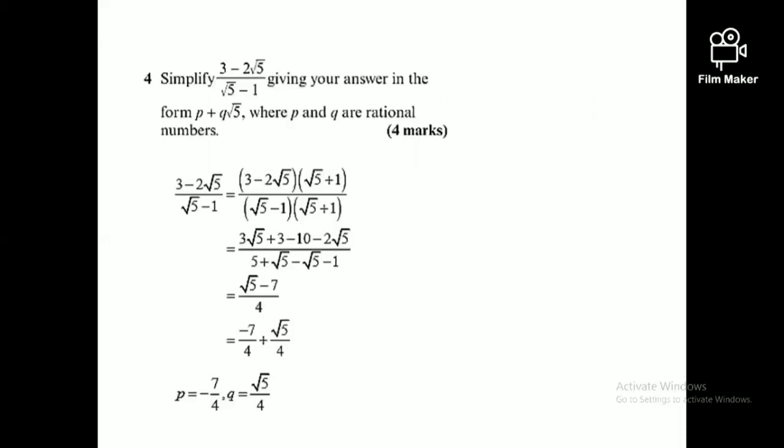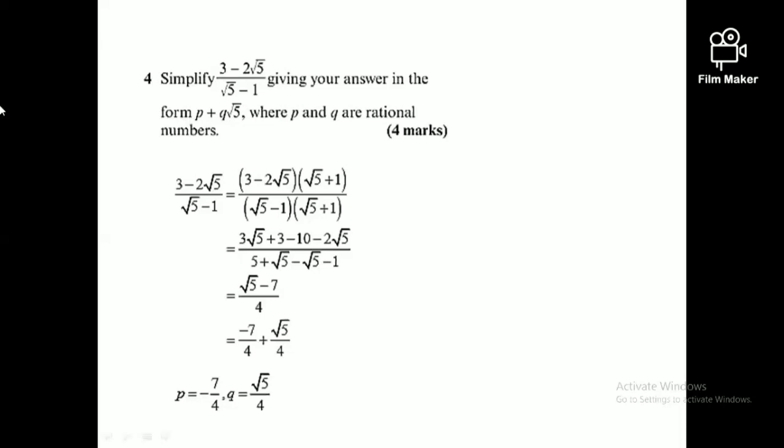If you come to the last question over here, this is some kind of exam style question. They ask: simplify (3 minus 2 root 5) divided by (root 5 minus 1), give your answer in the form p plus q root 5. What they expect is that in this fraction there is no irrational term in the denominator. So that means they expect us to rationalize the denominator.